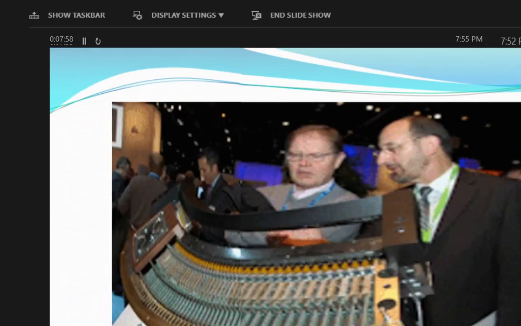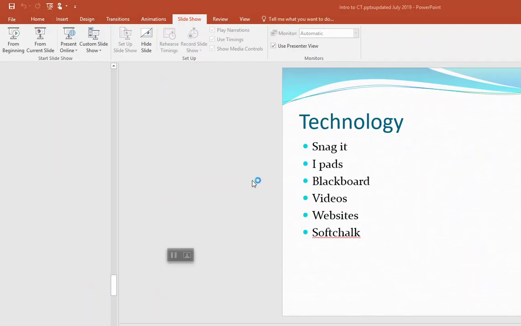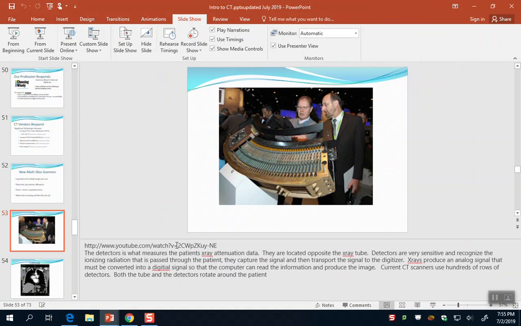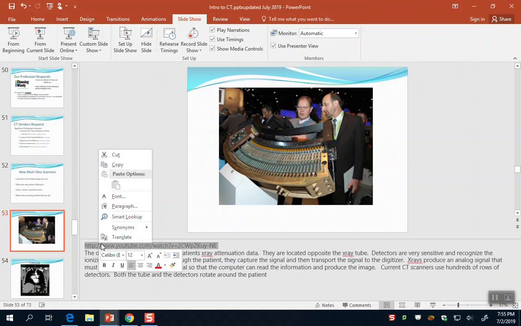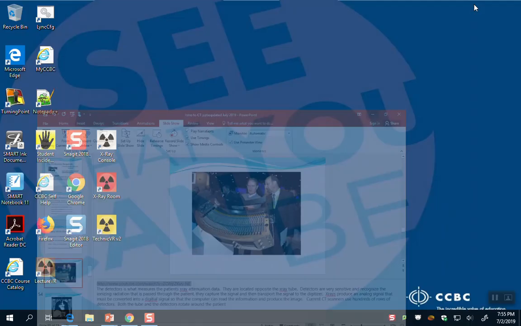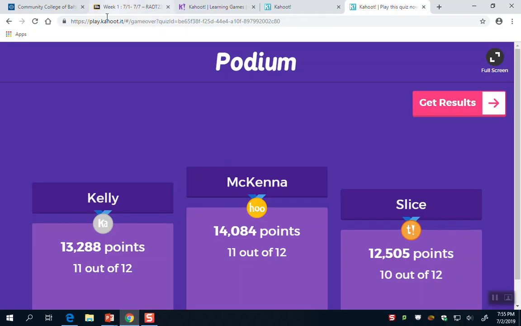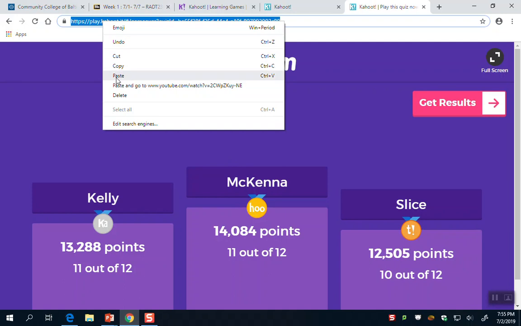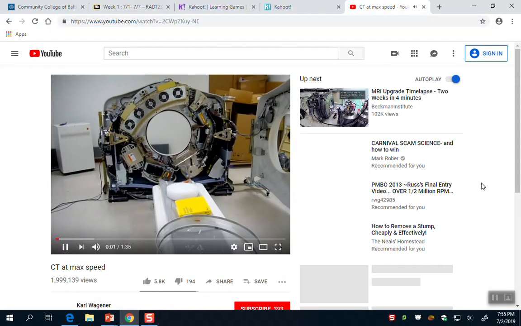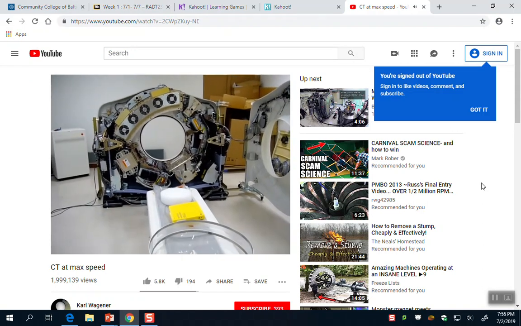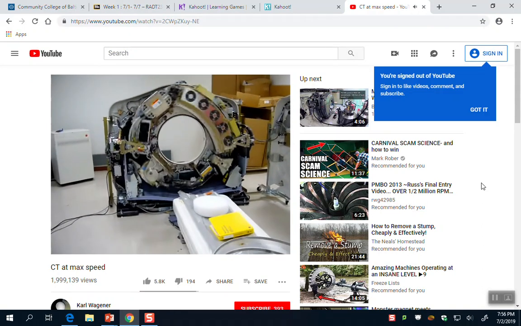Multi-slice scanners, let's see. I want to show you guys something. The patient can't obviously see this, but this is kind of what's in there.